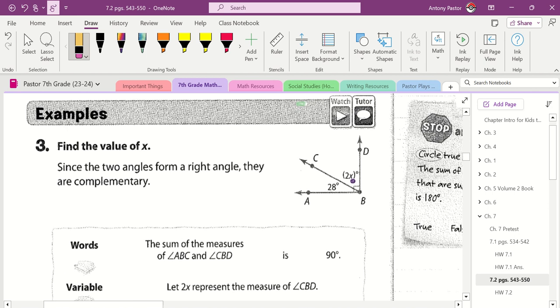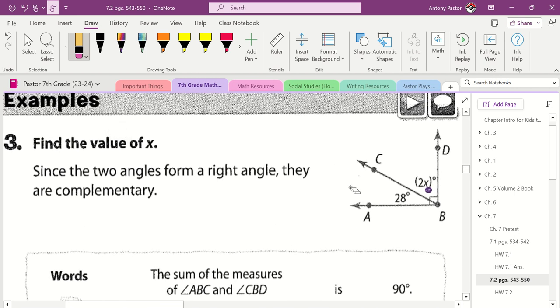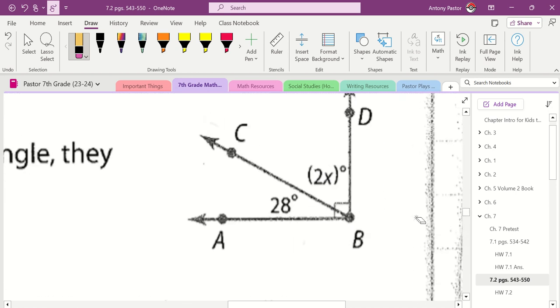Now we're talking about finding the missing measure. Last lesson I said I wasn't going to deal with the algebra, but for this lesson, you will be dealing with the algebra and it will show up on your test. So here's an example of this. They want you to find the missing value of x. There's enough information given here.